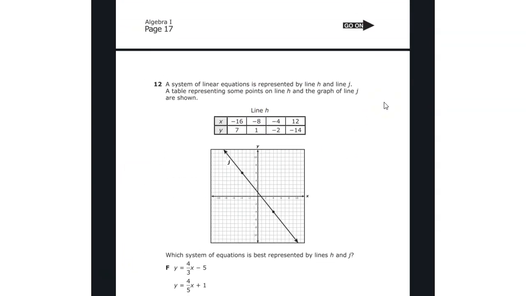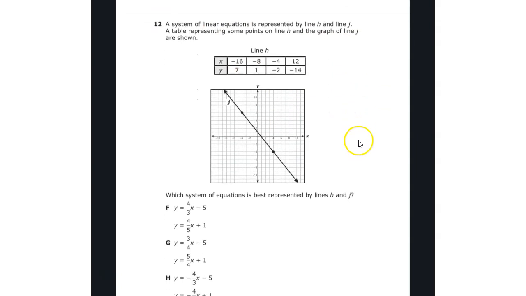Number 12, a system of linear equations is represented by the line H and the line J. A table representing some points on line H and the graph of line J are shown. Okay, we could start with either one. Let's go line H on this side, and then we'll go line J on this side. So line H here, we're going to do y2 minus y1 over x2 minus x1, which is equal to the slope. So let's find that right here.